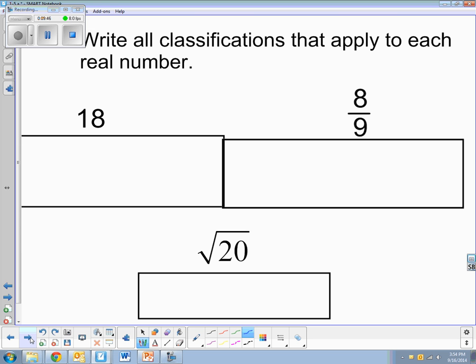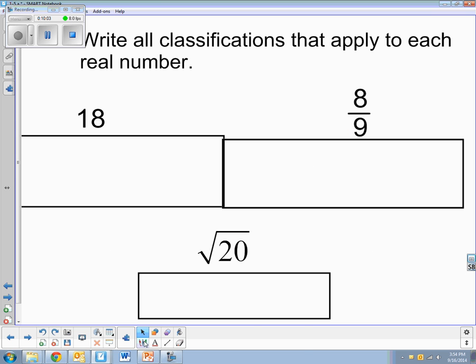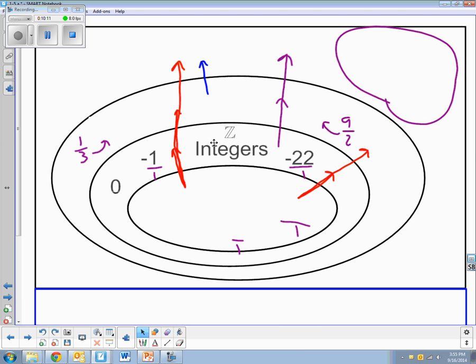Okay, hopefully you at least wrote something down, tried it, put something in there. I'm going to start with 18. First I'll ask the question, is it a natural number? Is it a positive whole number? Yes, 18 is a positive whole number. And so if I go back, 18 is a natural number. So it's natural.